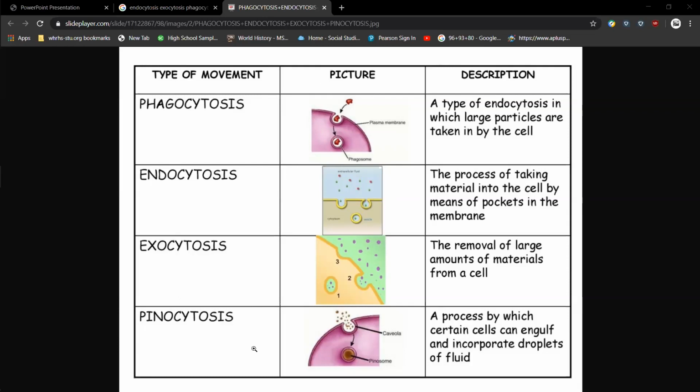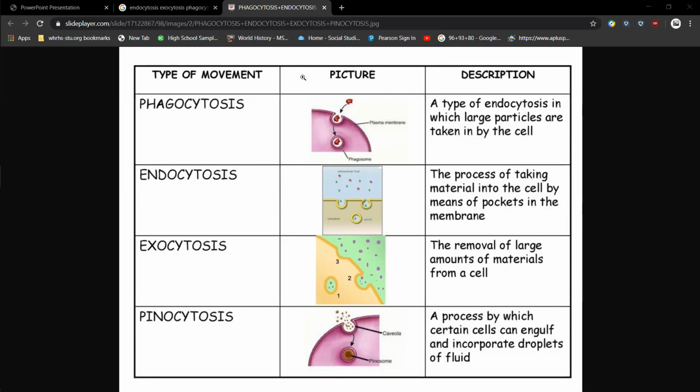Then another type is pinocytosis, and pinocytosis is cell drinking. Pino means drink in Greek, so pinocytosis means cell drinking. So the cells will just incorporate and engulf little drops of fluid into the cell. So that's how pinocytosis works.